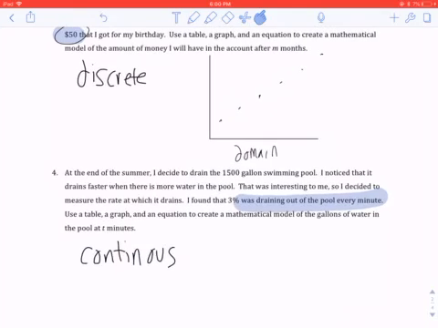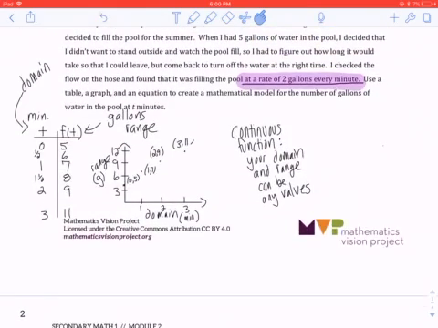So these are the big things to pull from today. Discrete functions, continuous functions, as well as the domain and range.